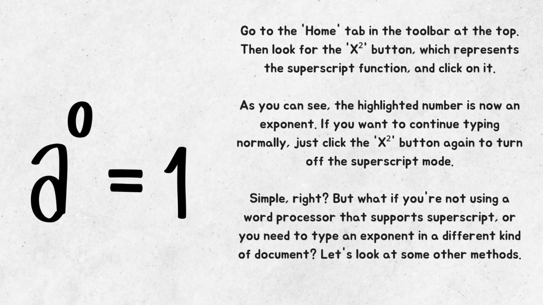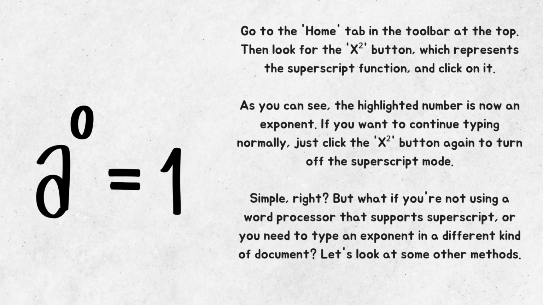As you can see, the highlighted number is now an exponent. If you want to continue typing normally, just click the X2 button again to turn off the superscript mode. Simple, right? But what if you're not using a word processor that supports superscript, or you need to type an exponent in a different kind of document? Let's look at some other methods.